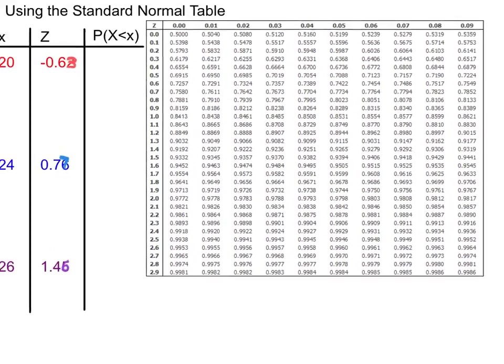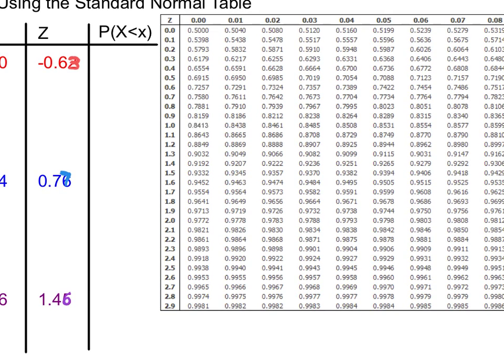I want you to see how we get the value that we need. We need 0.77, and you'll notice this left column has the ones place and the tenths place, and across the top row is the hundredths place. So if we round all of our z-scores to the nearest hundredth, we can use this table. For 0.77, I'm going to come down here to the 0.7, and then I need 7 hundredths as well. Now I just come straight across here, and straight down here, and the probability that x is less than 24 equals 0.7794.